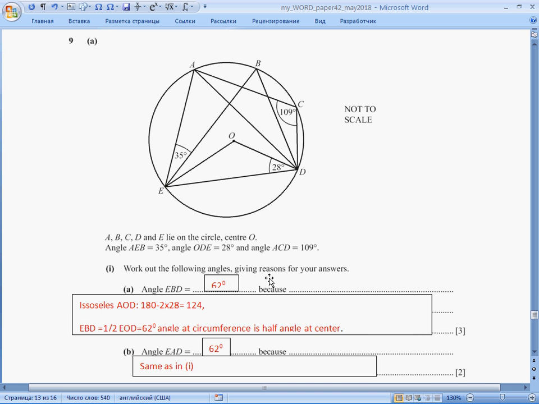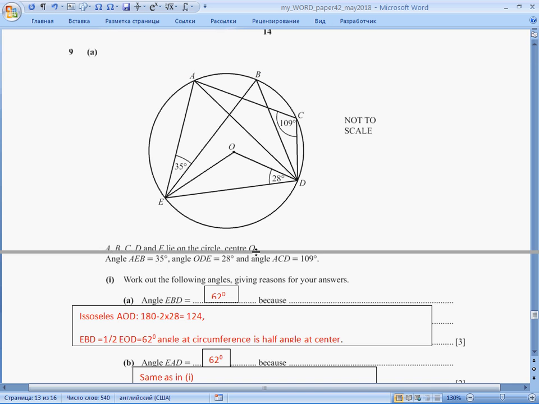Work out the following angles. So angle EBD. How to find EBD? EBD is half of EOD, and EOD is 180 minus 28 and 28, because it is an isosceles triangle. So it is 124, so our angle B is 62. Angle EAD, the same story, is 62.